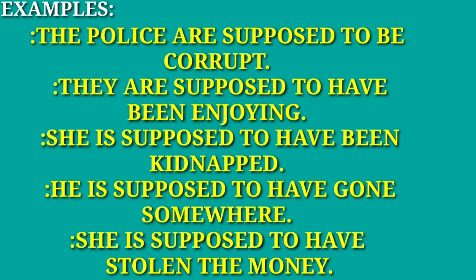Now the examples for you. The police are supposed to be corrupt. They are supposed to have been enjoying. She is supposed to have been kidnapped. He is supposed to have gone somewhere. She is supposed to have stolen the money.